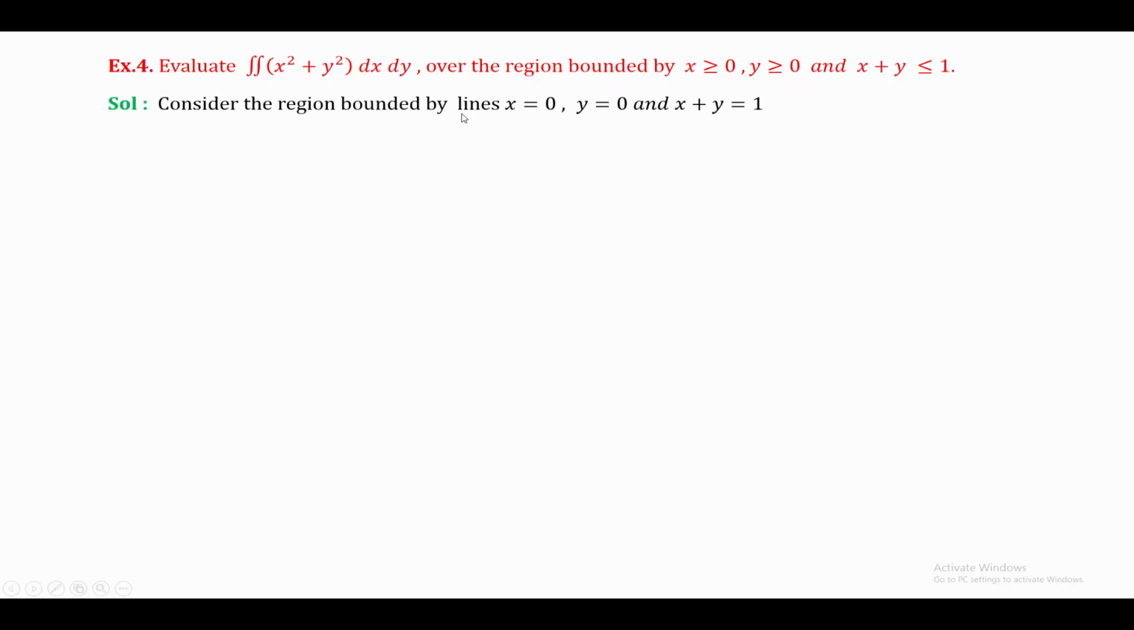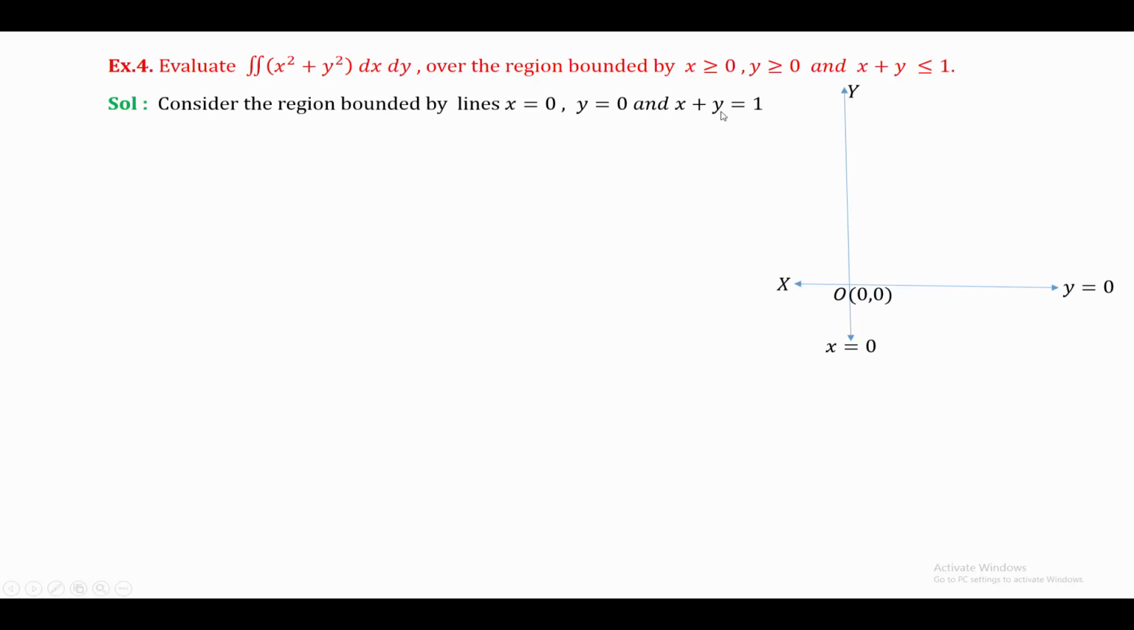Consider the region bounded by the lines x is 0, y is 0 and x plus y is equal to 1. X is 0 means the y axis, and y is 0 means the x axis. So for that, first draw the x and y axes. The x axis equation is y equal to 0, and this is the y axis, equation x equal to 0. This point is the origin, 0 0.